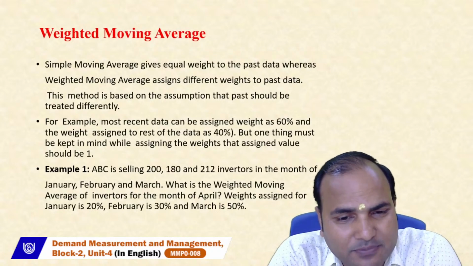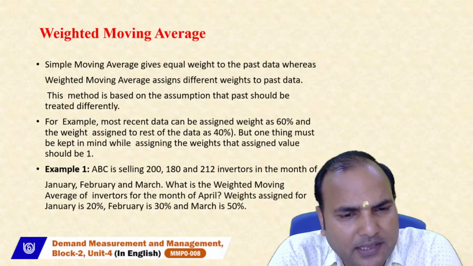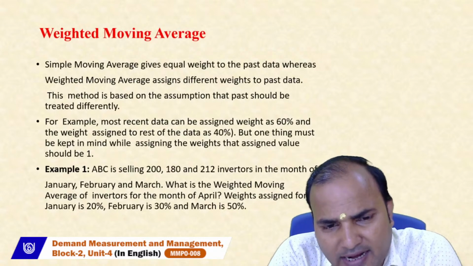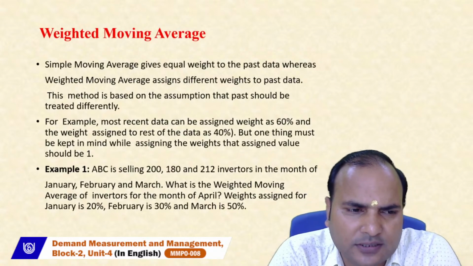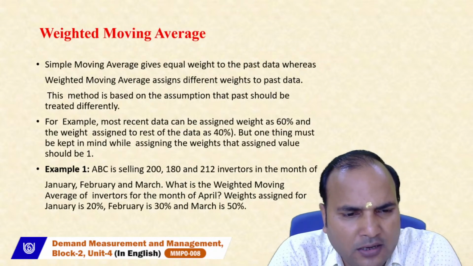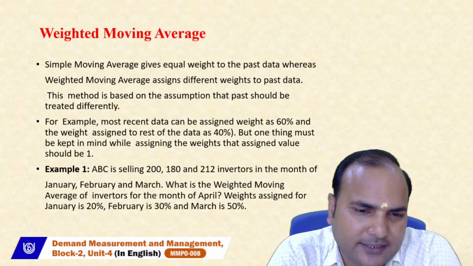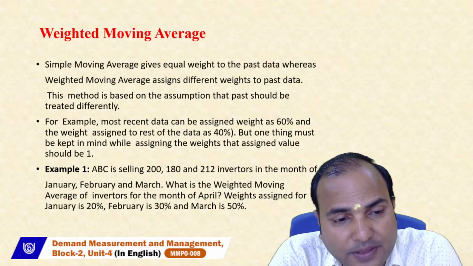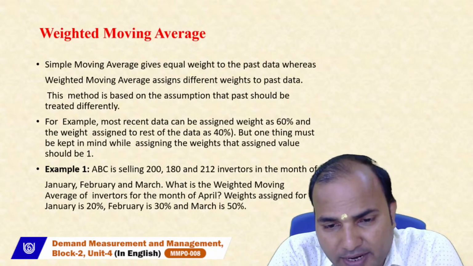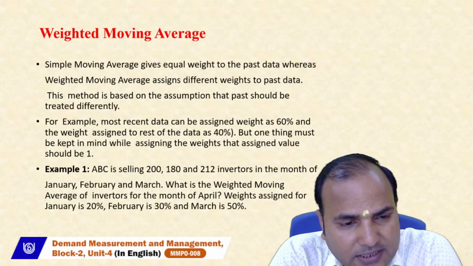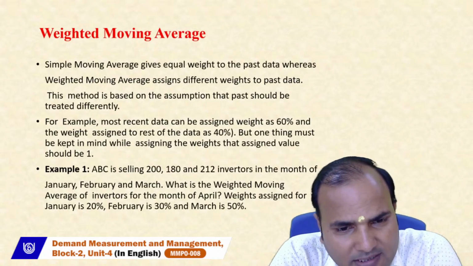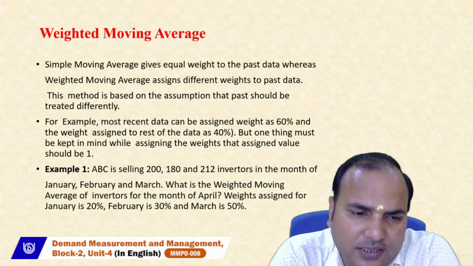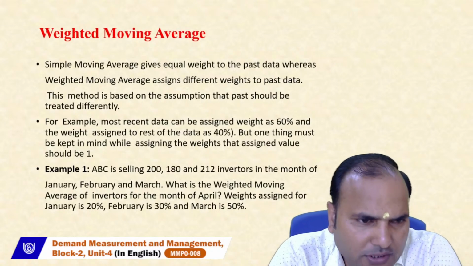So how? Please see this question. ABC, an organization, is selling 200, 180 and 212 inverters in the months of January, February and March. Then what is the weighted moving average of inverters for the month of April? The weight assigned for January is 20%, February is 30%, March is 50%. So see, here the total will be 100%, which is equal to 1.